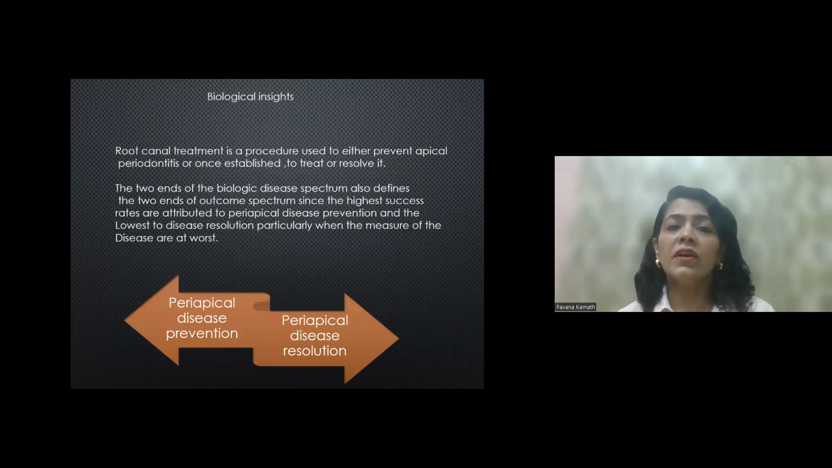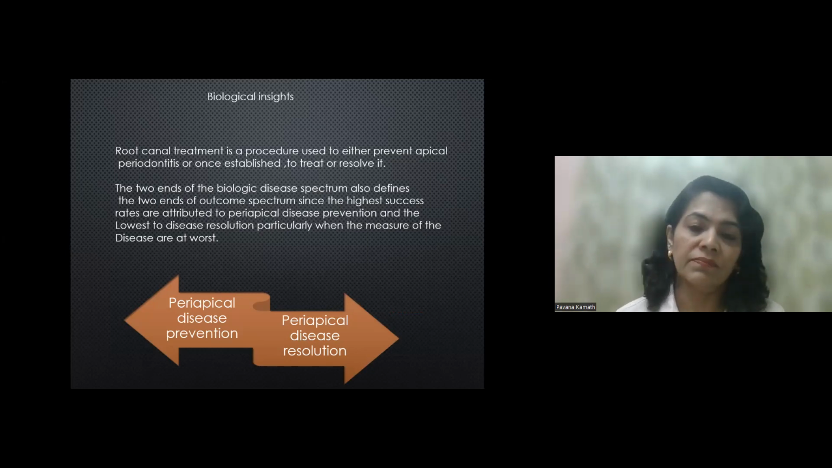So basically, root canal treatment is a procedure which is used to either prevent apical periodontitis in its initial stages, or once established, we attempt to treat or resolve it. So basically, we have two ends of the biologic disease spectrum, which also defines the two ends of the outcome spectrum.